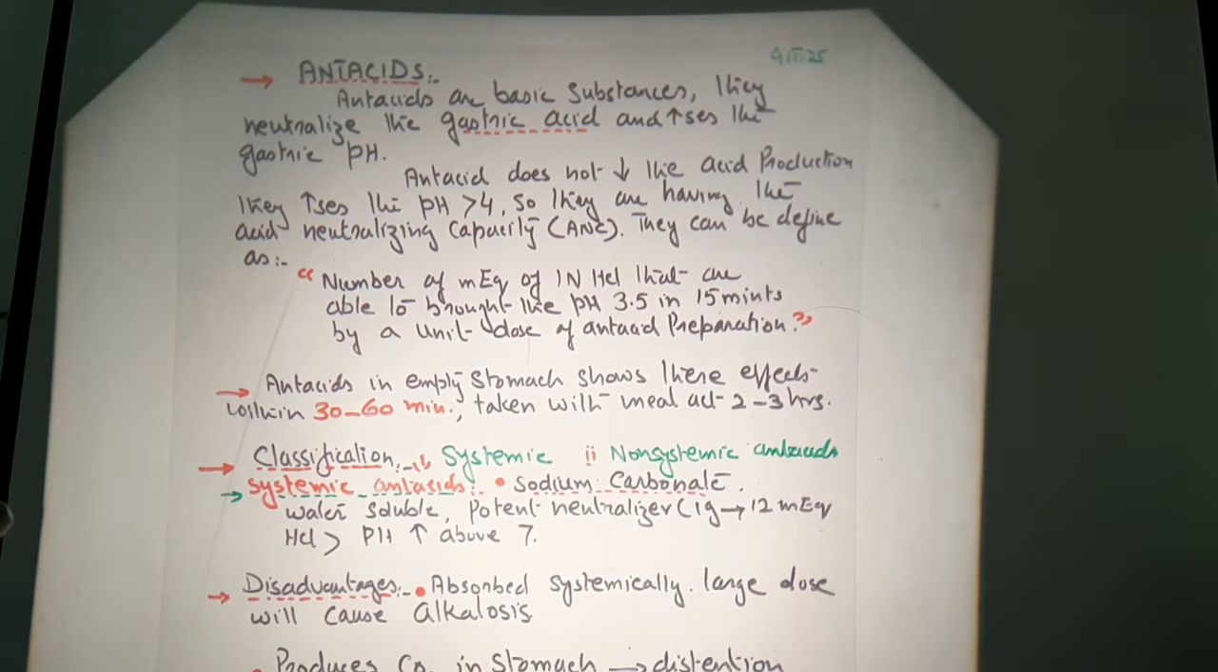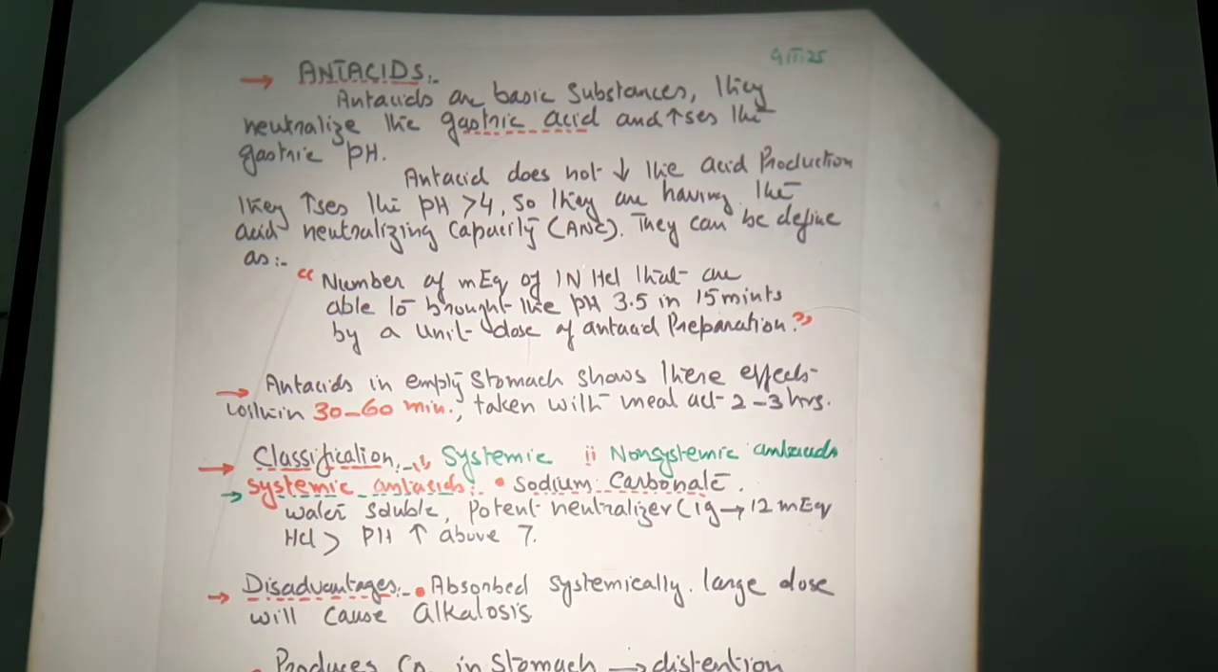Now antacid does not increase the acid production. As I told you, they have nothing to do with the production of HCl, they just increase the pH of the stomach. The pH of the stomach increases up to 4. There is an increase in the pH up to 4 from 0.1 to 1. So they have the acid neutralizing capacity, that is, acid neutralizing capacity, ANC.